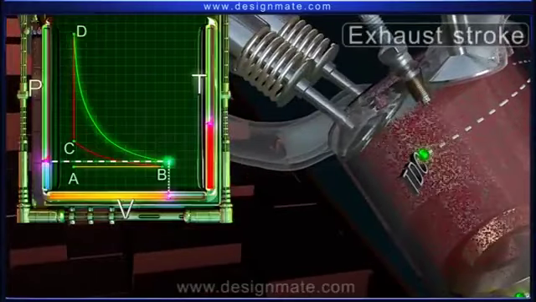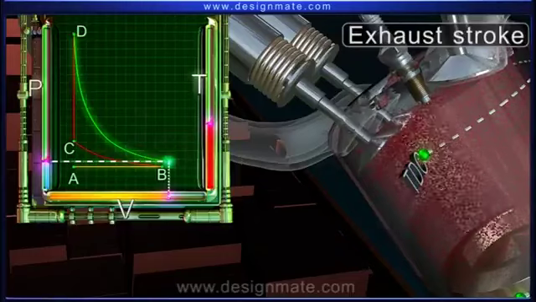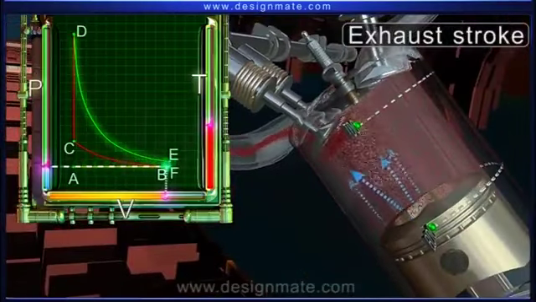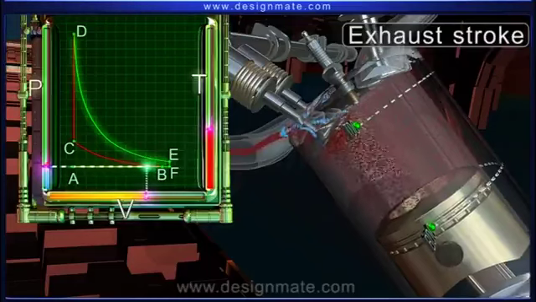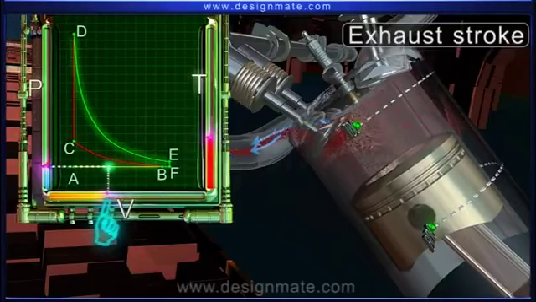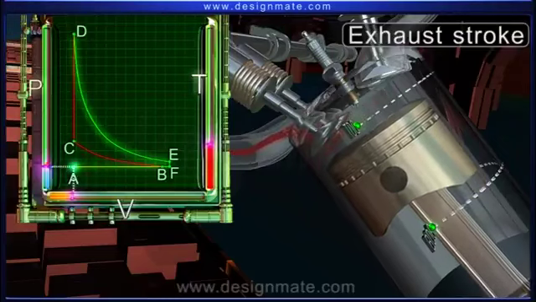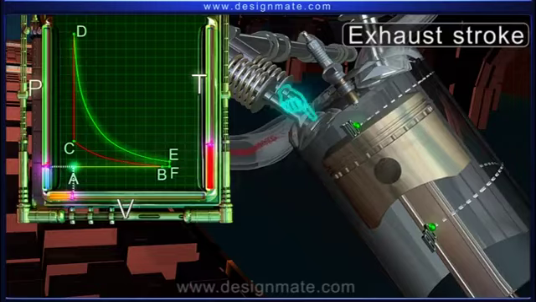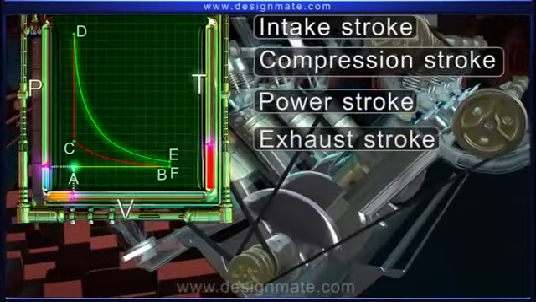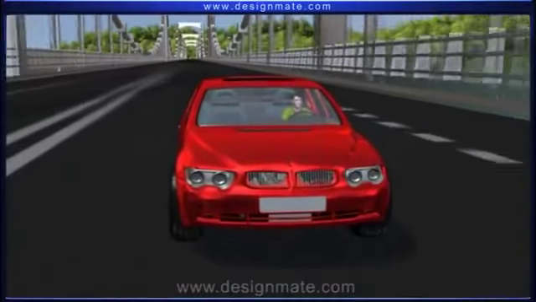Exhaust stroke. During this stroke, the exhaust valves open. Consequently, the pressure suddenly falls to atmospheric pressure with almost no change in volume. The piston now moves towards TDC, forcing the exhaust gases out of the cylinder. The volume occupied by the gases decreases at constant atmospheric pressure. When it reaches TDC, the exhaust valves close, completing one engine cycle. These 4 strokes of the engine cycle keep repeating, and the engine continues to work, enabling the vehicle to continue its motion.